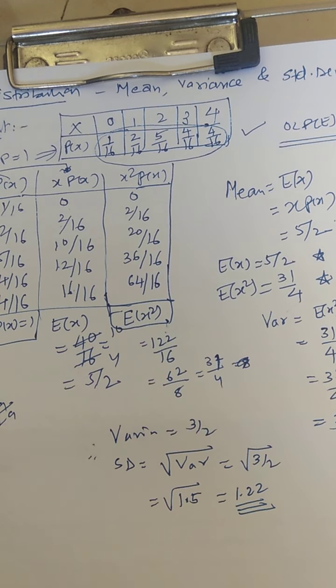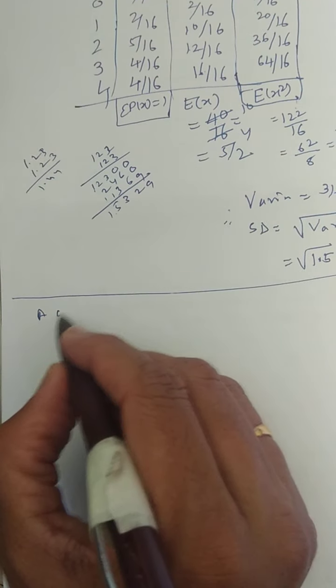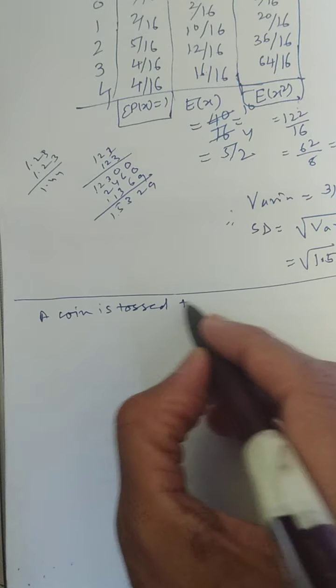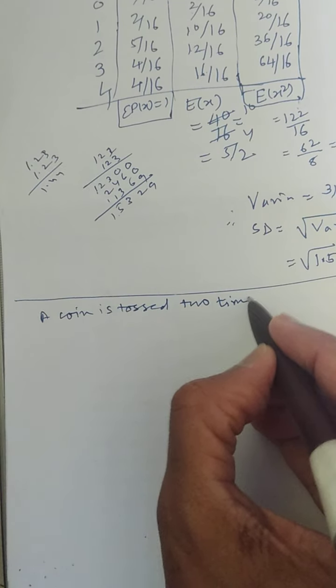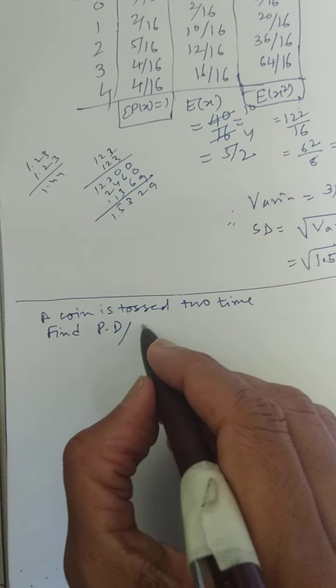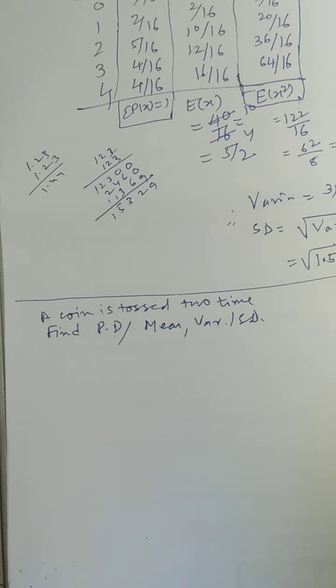Sometimes you will be getting a question. Now that question can be converted into tabular form first, and then mean, variance and standard deviation can be obtained. So we'll try to see that kind of question. The question is, a coin is tossed 2 times. Find probability distribution. Also find out mean, variance and standard deviation.